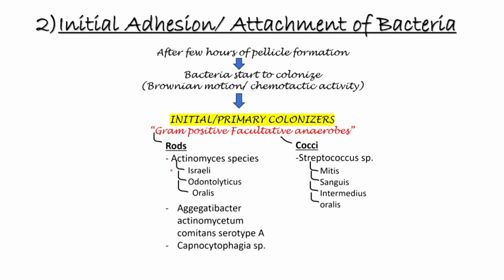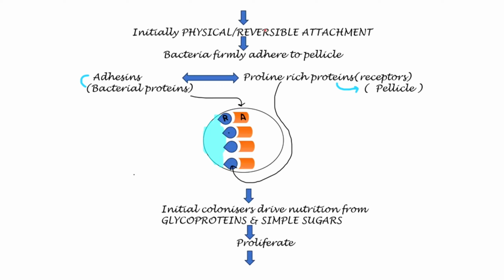In rods, we have Actinomyces species: Actinomyces israelii, Actinomyces naeslundii, and Actinomyces oris. The second is AA, your favorite, Aggregatibacter actinomycetemcomitans serotype A. Next is Capnocytophaga species. Let's see the cocci. Streptococcus species. Which Streptococcus? Streptococcus mitis, sanguis, intermedius, and oralis. These bacteria are extremely important. You have to memorize them. You have to write it down. The primary colonizers come and attach to the tooth surface.